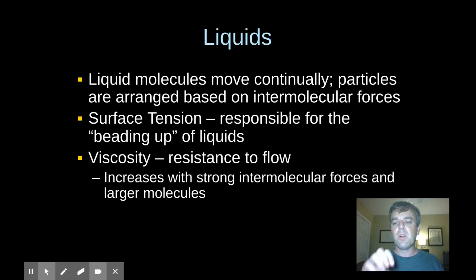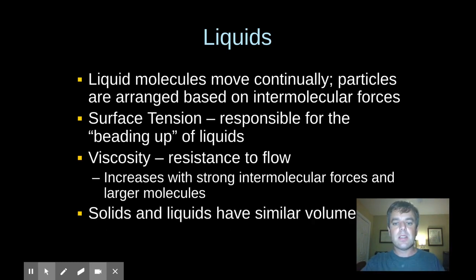If you ever try to pour acetone or nail polish remover, it just kind of goes everywhere, as opposed to water, which kind of stays in a nice stream as you're pouring it.